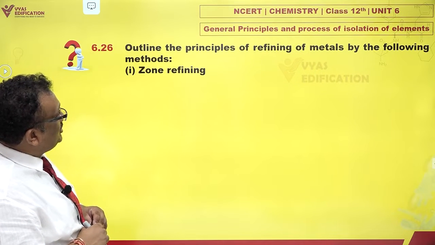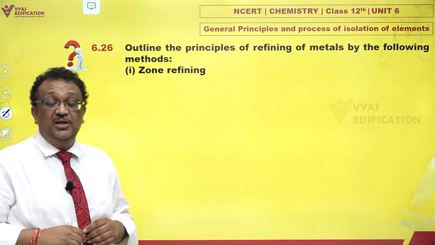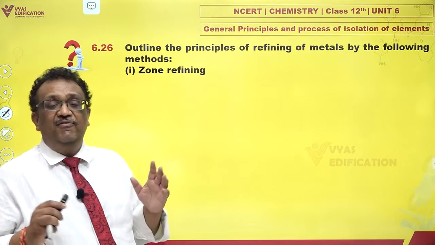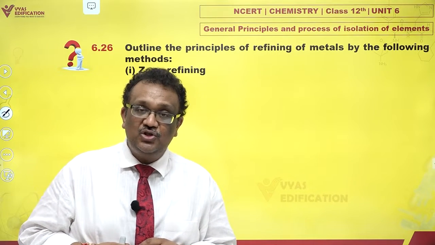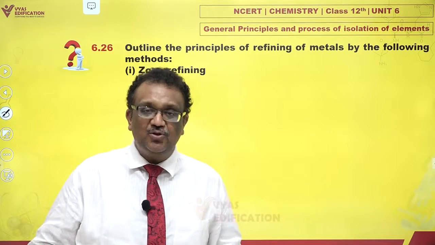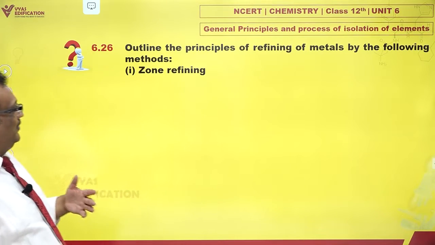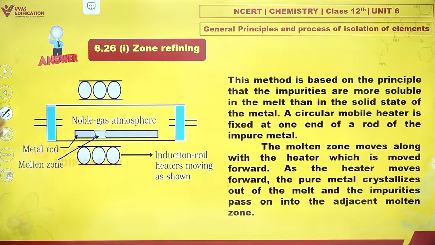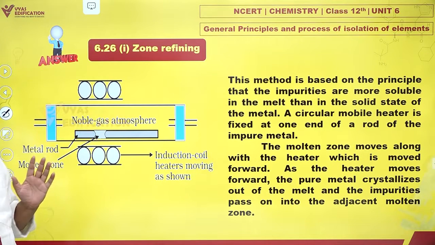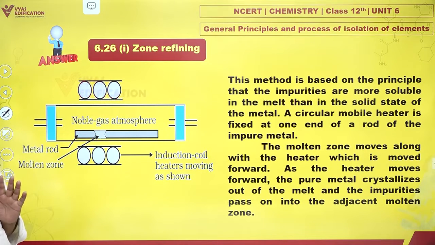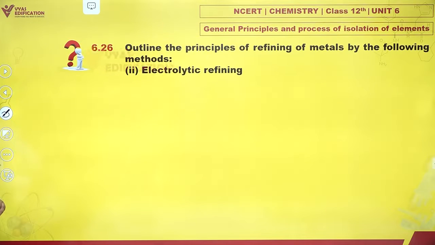Outline the refining principles of metals by the following methods. Number 1, zone refining. We have explained zone refining in a previous question. NCERT loves repeating questions, although they're asking very simple and small questions. So I'm not going to repeat the answer, but for those who are keen, take a look. I've explained this very beautifully before, so I'm just giving you a screenshot. Take it, and if you want the explanation, I've explained before.